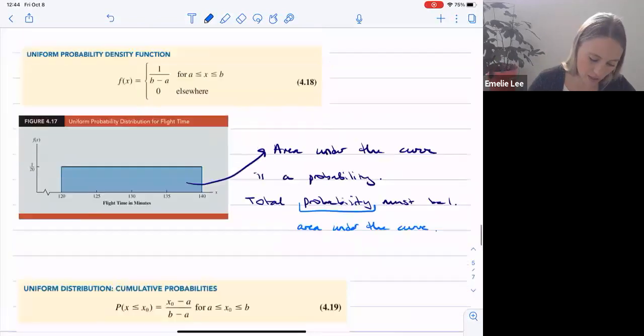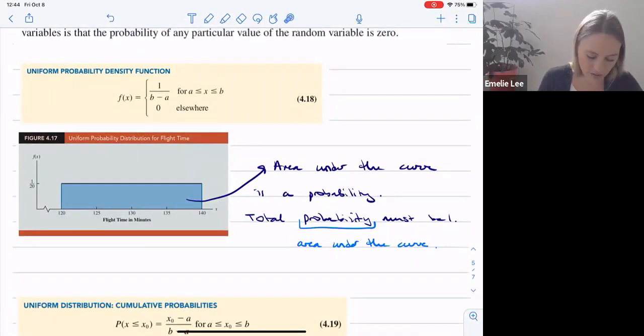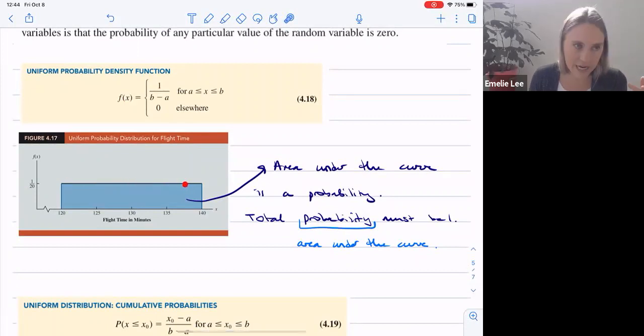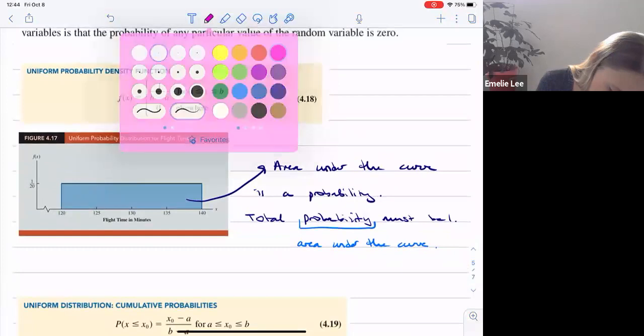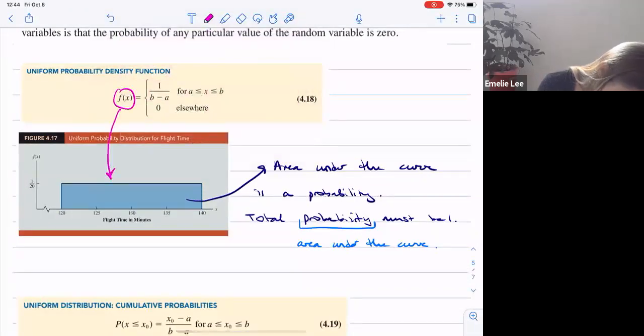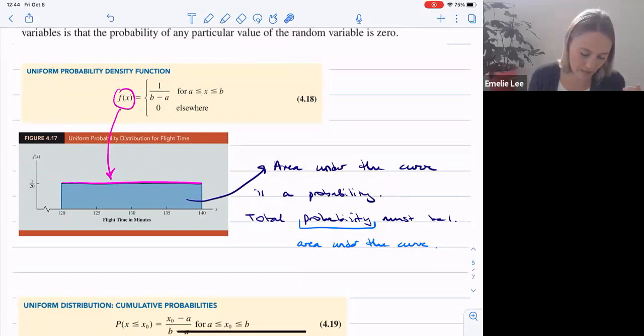Great, it checks out. So in general, f of x gives us this line and not the probabilities, and then the area under the curve gives the probabilities. To find this line, all we have to do is take 1 over b minus a, where b is the end of the interval and a is the beginning of the interval, for some x between a and b, and it's going to be 0 elsewhere.